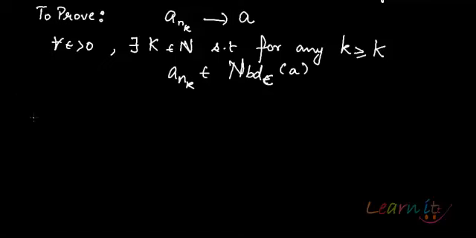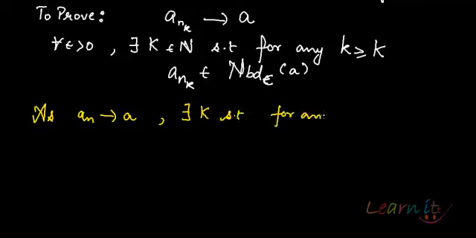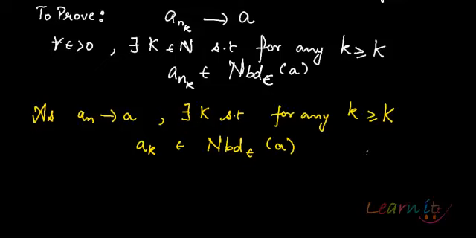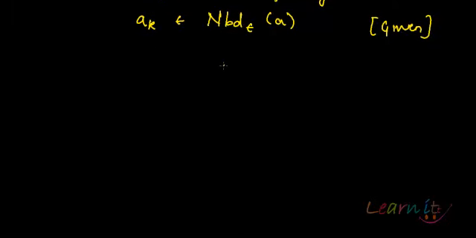So how do we do it? What do we know? We know that a_n converges to a. So by using the definition, I can say that there does exist some capital K such that for any k greater than or equal to this capital K, a_k will belong to the epsilon neighborhood of a. This is given to us. Convergence of a_n is given to us, so a_k will belong to the neighborhood of a.